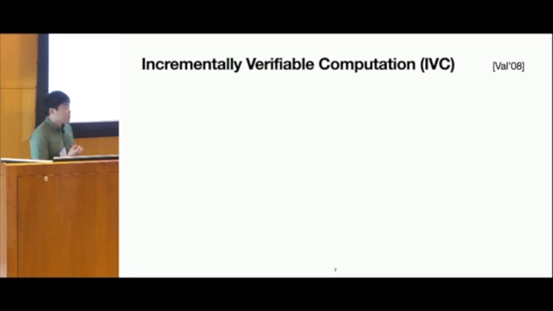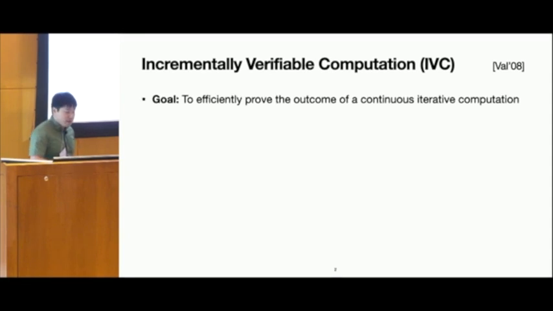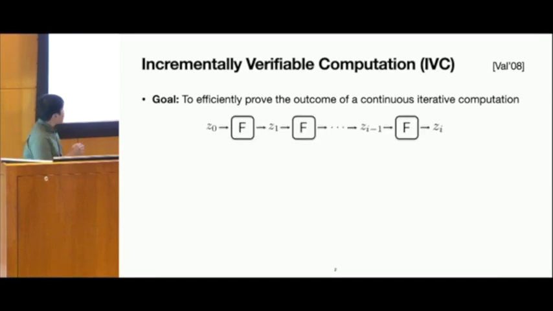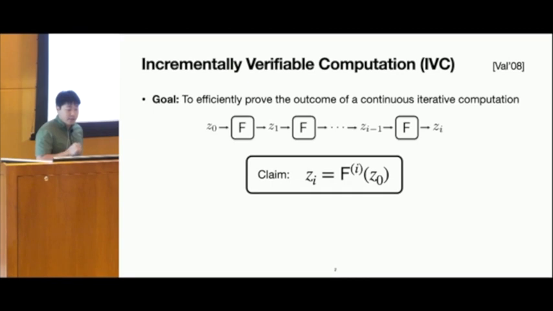The cryptographic primitive we'll be discussing today is incrementally verifiable computation, or IVC schemes for short. These were introduced by Valiant in 2008, and they're a method to efficiently prove the outcome of some long, continuous, iterative computation. So here I have a function f, which is applied on these z elements and produces z elements. Now, the claim that this primitive efficiently proves is that some element zi is a result of applying this function f i times in succession on some initial element z0.